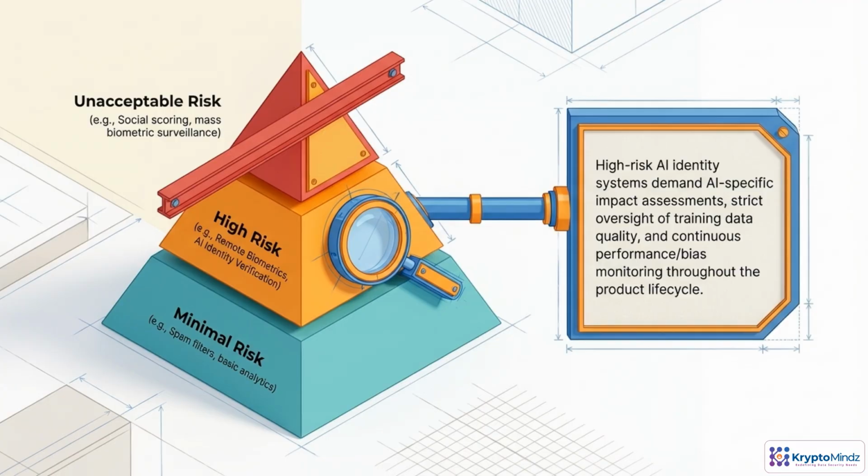AI identity systems fit well into a risk pyramid. At the bottom, minimal risk uses like spam filters still need security and privacy, but mostly follow standard data practices. As you move up to high-risk uses, such as remote biometrics or automated identity verification, the bar rises sharply. You now need formal impact assessments, tight control of training data quality, and ongoing monitoring for performance and bias. At the very top, some use cases, like social scoring, may simply be considered unacceptable.